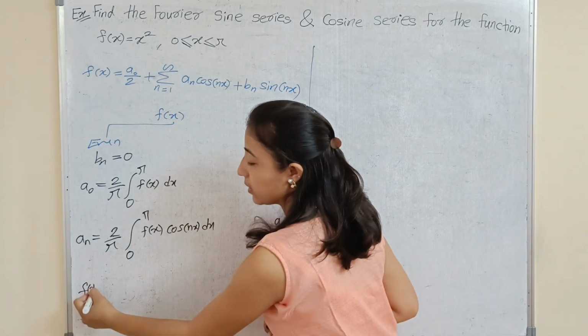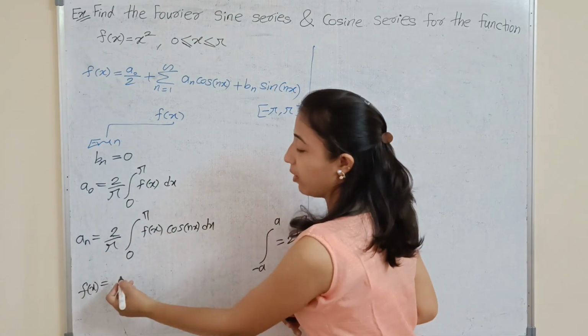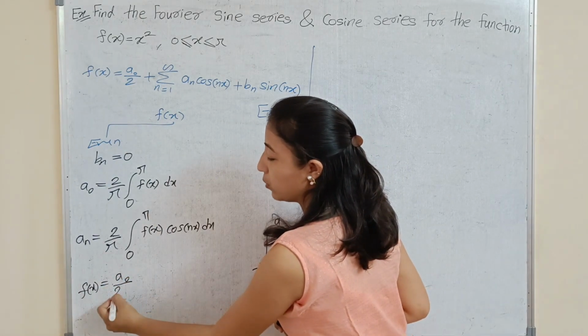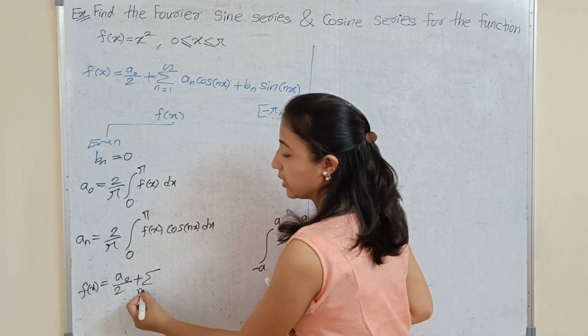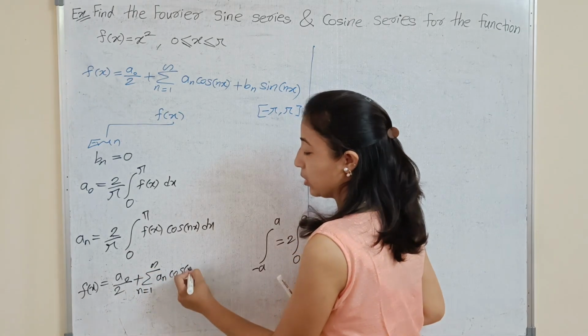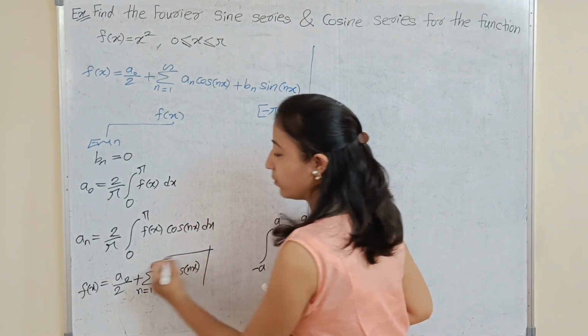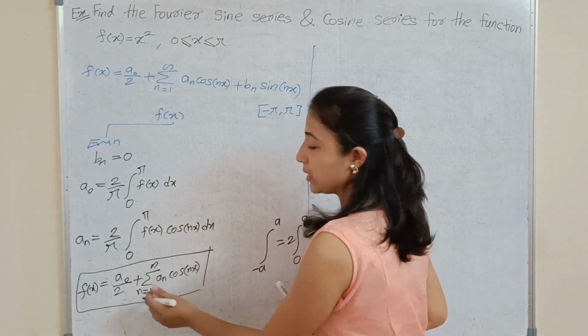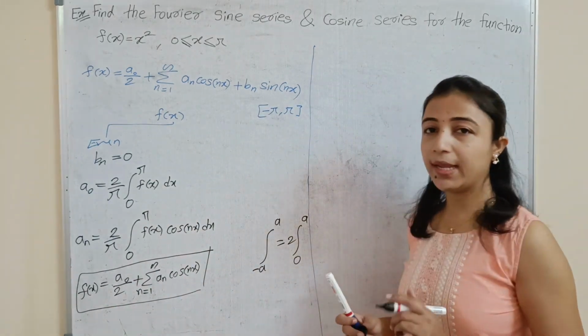we will get the Fourier series for the function f of x: a0 by 2 plus summation n varies from 1 to infinity an cos nx. So when our function is an even function, the Fourier series goes only up to the an term.